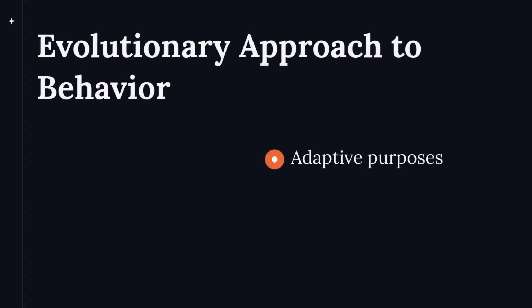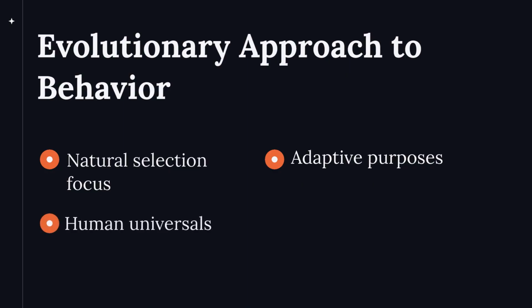The evolutionary approach examines behavior through natural selection. It emphasizes adaptive purposes and human universals. This perspective aligns with evolutionary biology principles. It has shaped research in mate selection and human cooperation. The approach offers practical applications in understanding behavior.